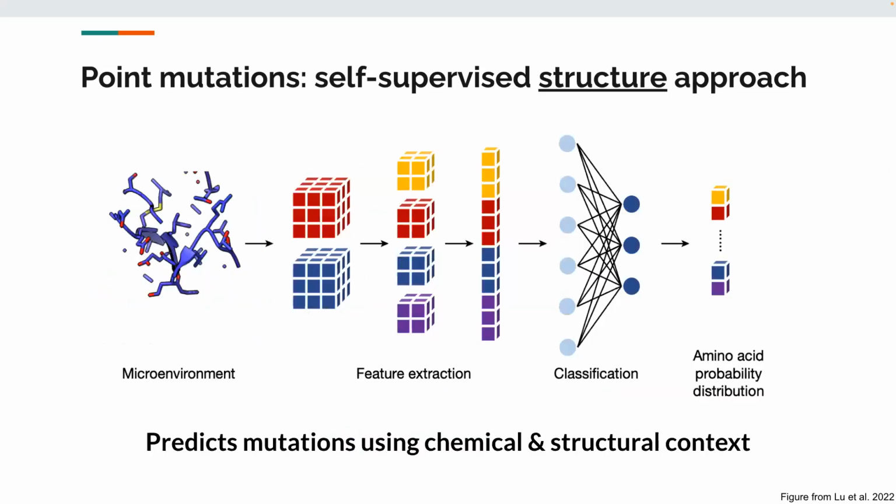This is a simpler version, where we take that microenvironment surrounding the residue, without the residue in it, and pass it through a model to extract the features and then perform classification to predict which amino acid should have been there. This approach is slightly orthogonal, in that instead of predicting based off of the sequence data, we are now predicting based off a local chemical and structural context surrounding that amino acid.